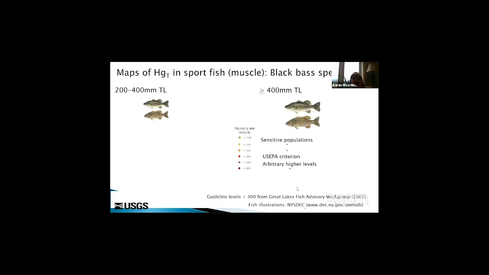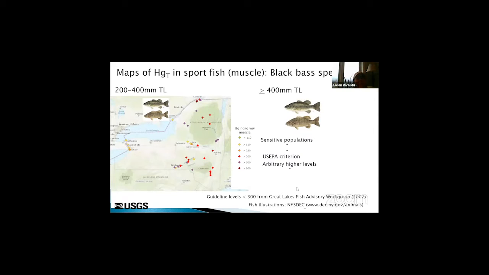So now getting back to looking at mercury concentration ranges in relation to guidelines. This is looking at some sport fish in relation to guidelines for sensitive populations, the US EPA criteria of 300 nanograms per gram, and a couple of arbitrary higher levels. And here we combined black bass species. We've got 2 functional taxa here, black bass species that are smaller and larger.